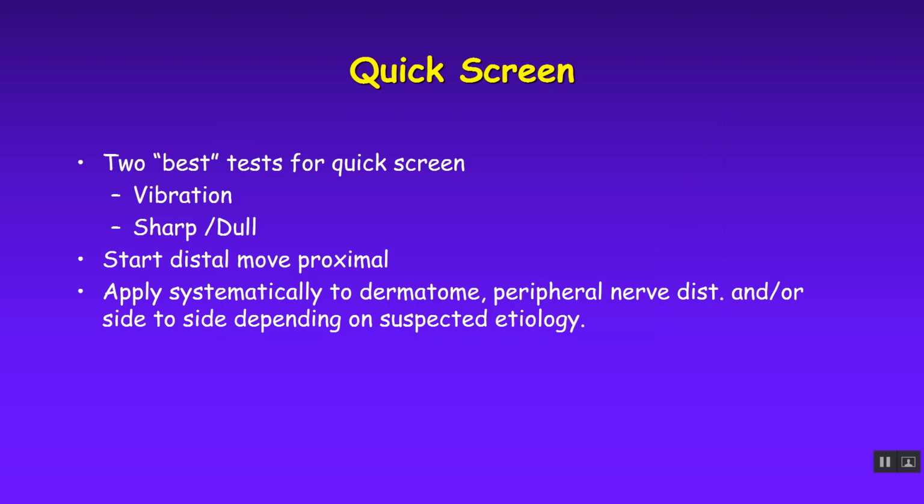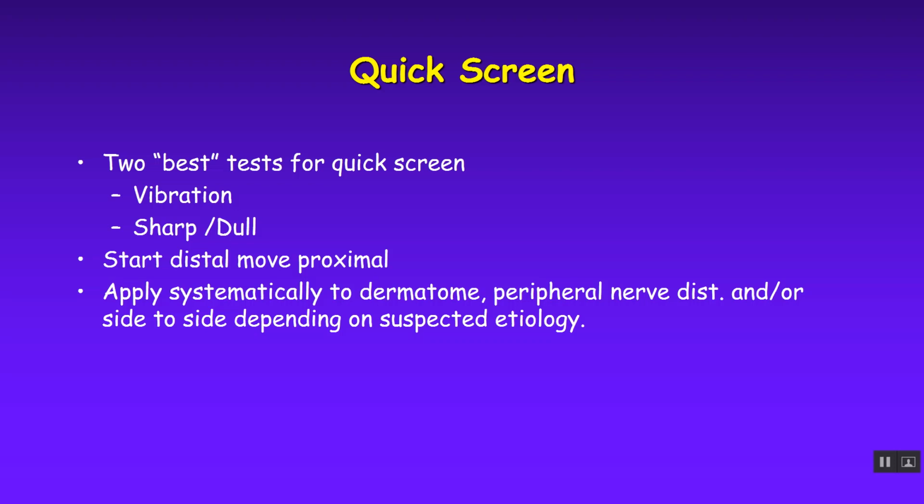So the two best tests that I do for a quick screen, that isolate the two systems and that I can do cheaply without a lot of special equipment, are vibration in the limbs, which helps me identify proprioception and dorsal columns, and I can gradate how severe it is by how long they can feel that sensation. Then the other one is sharp dull. I always have a bag of safety pins in the clinic, if you're in a clinic where you can get new ones each time, and then a tuning fork is also ideal. But like I say, I don't always do that on every patient.